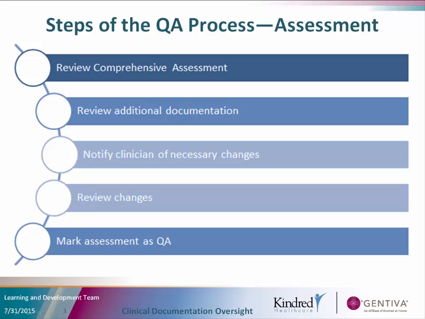The basic steps involved in the QA process are reviewing key areas of the assessment and additional documentation, reviewing the plan of care, reviewing the medication profile, notifying the assessing clinician of needed clarifications and corrections, reviewing those corrections, and applying the marks to the documents.